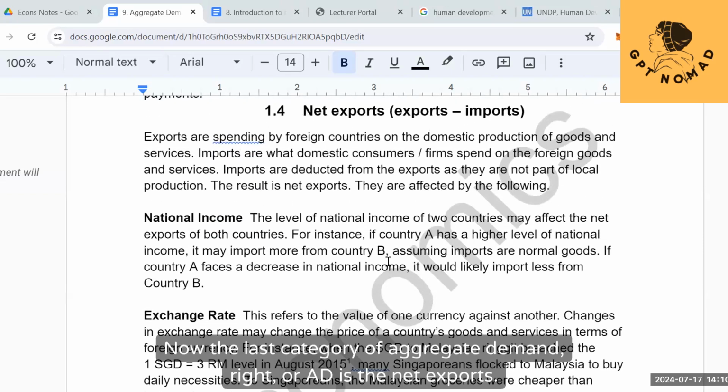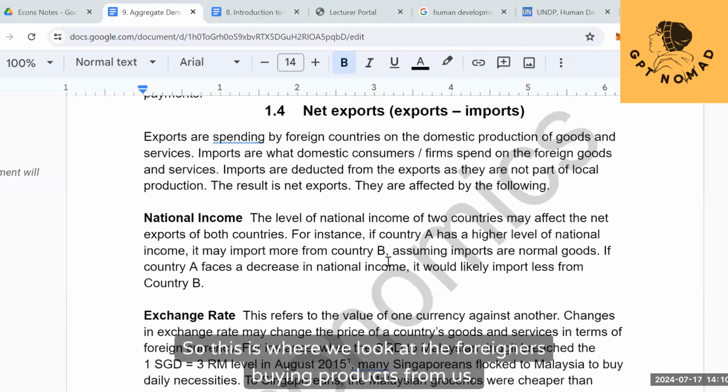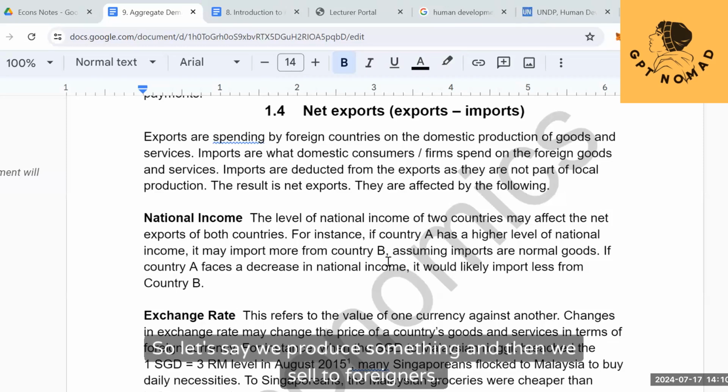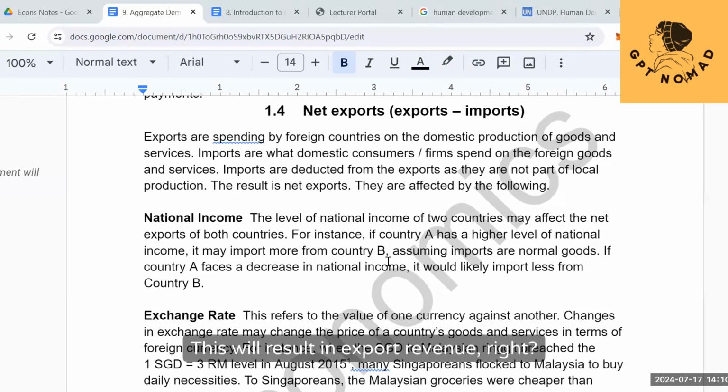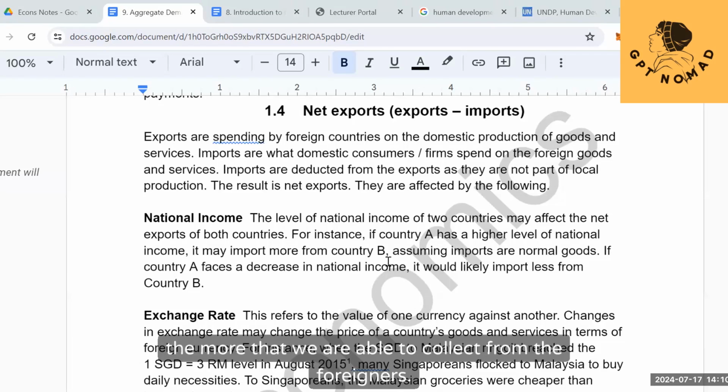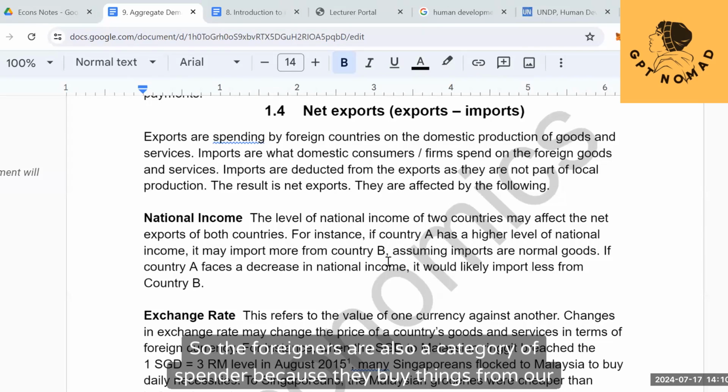Okay. Now, the last category of aggregate demand, right, or AD, is the net exports. Okay, so this is where we look at the foreigners buying products from us. Okay, so let's say we produce something and then we sell to foreigners. This will result in export revenue, right? So the more we sell overseas, the more that we are able to collect from the foreigners. So the foreigners are also a category of spender because they buy things from our economy.